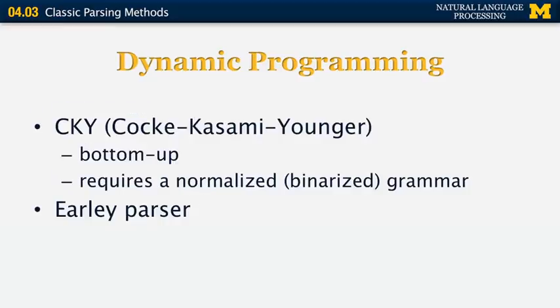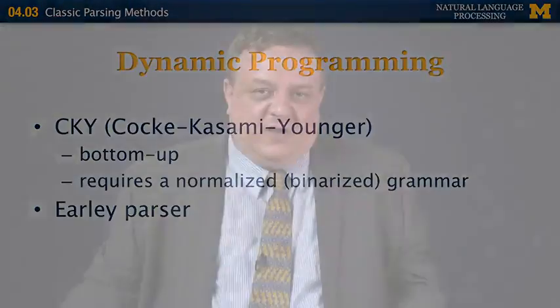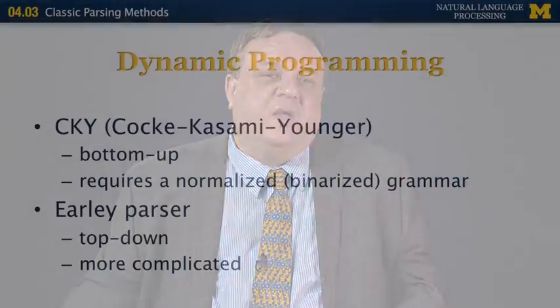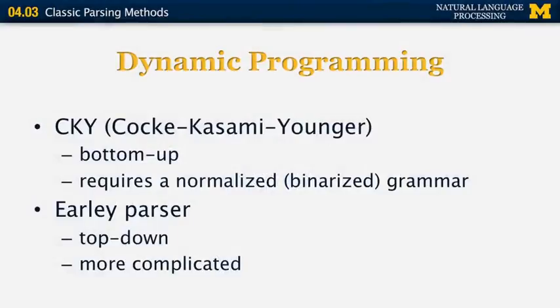So the CKY method is a bottom-up method, and it requires that the grammar is normalized. More specifically, it has to be converted to a binary form. So in a binary grammar, the only things that you're allowed to have is a non-terminal going to 2 non-terminals, or a non-terminal going to a terminal. Later, we're also going to look at the Earley parser, which is also based on dynamic programming, which is a top-down parser, and a little bit more complicated than CKY, but more importantly, doesn't have this binarization requirement.